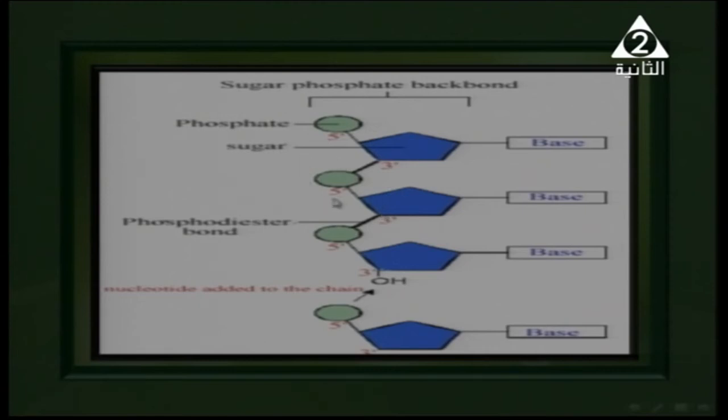The phosphate group binds with the carbon atom number 3 of the pentose sugar, and these are the nitrogenous bases, and this is called the nucleic acid, or the phosphate backbone of nucleic acid.